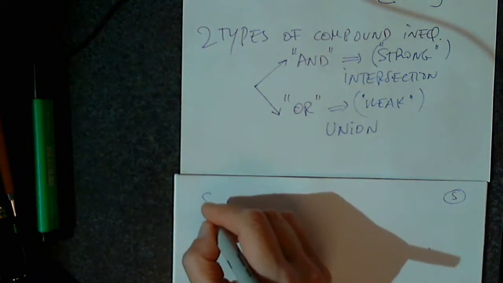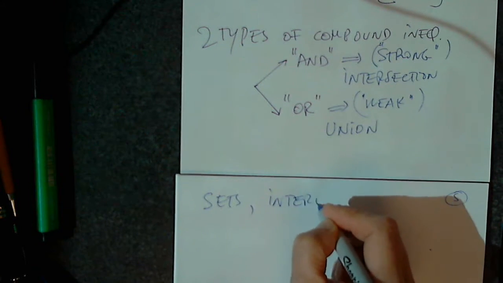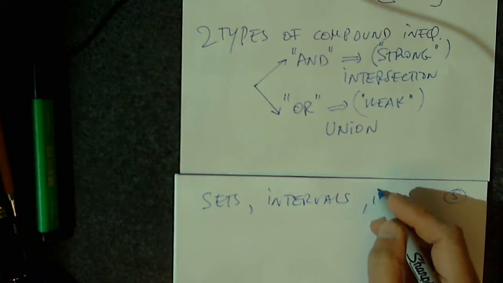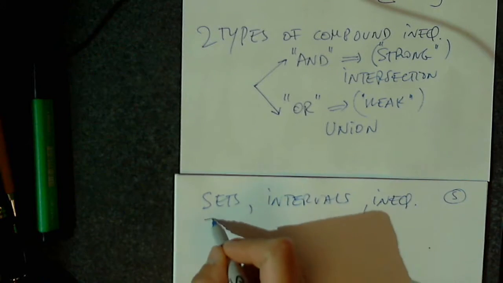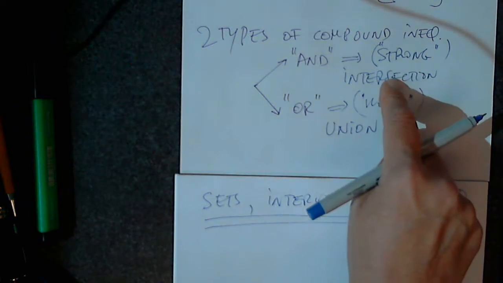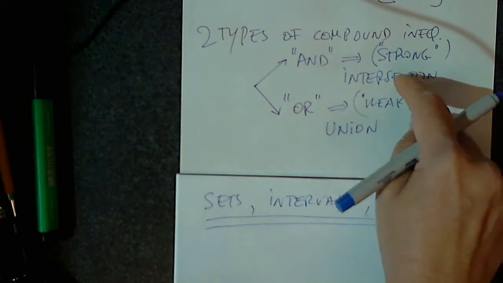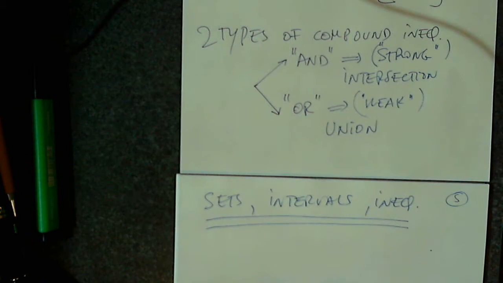So first let's look at sets. Then we will look at intervals. And then at inequalities. So three different things. First we're going to look at the intersection and union of sets. Then we're going to look into intersection and union of intervals. And then we are going to apply this in inequalities, solving inequalities.